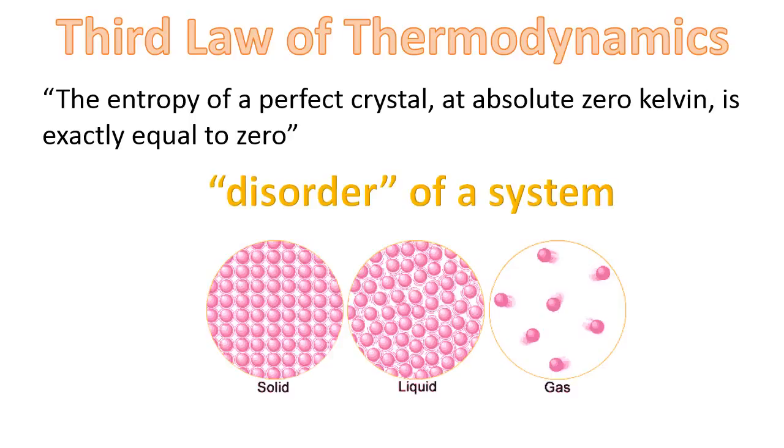In the gas state, the molecules are in disorder. This means that the entropy will be higher. This law means that at absolute 0 Kelvin, there will be no movement of particles. After understanding these rules, let's examine the thermodynamic cycles.